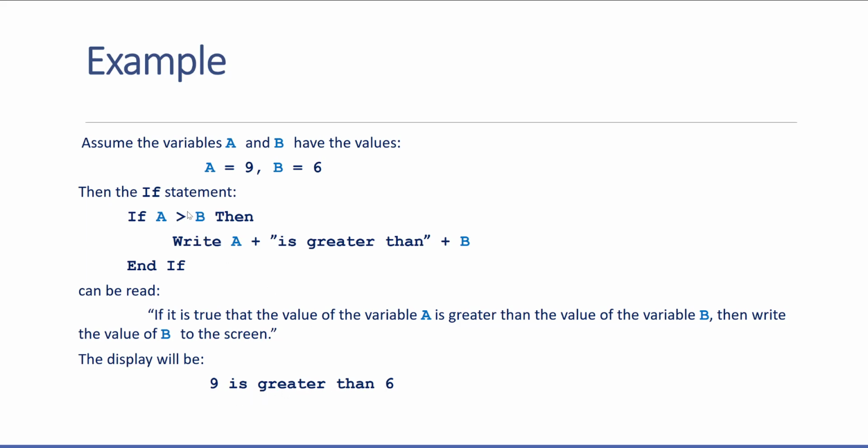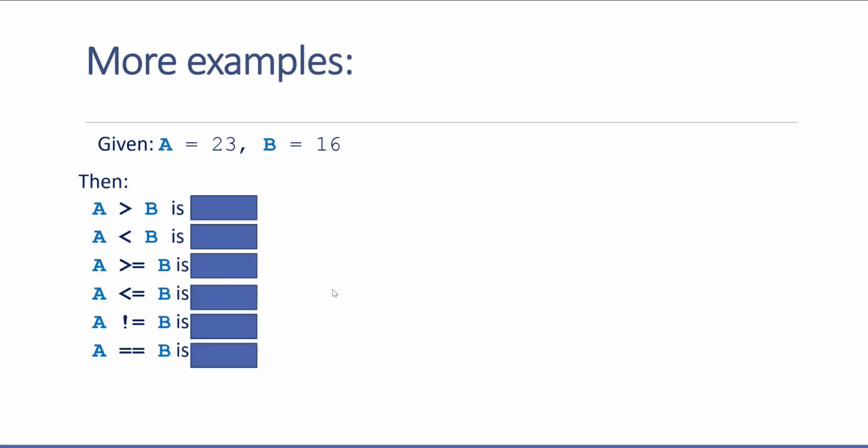If it had been the opposite, if the sign had been reversed, A less than B would have been false. A is not less than B. This would have returned a false, and we would have exited out of this end if without writing this statement. So let's look at this just to make sure we've got this clear.